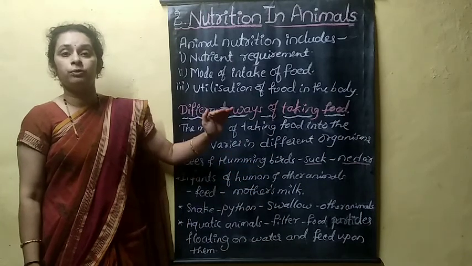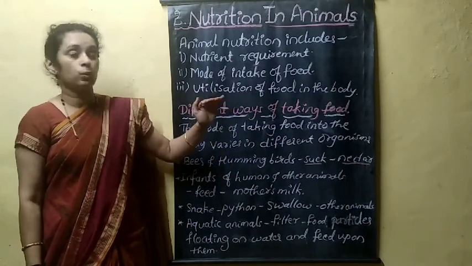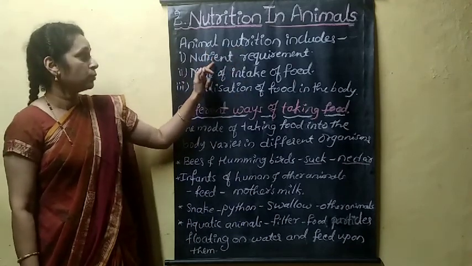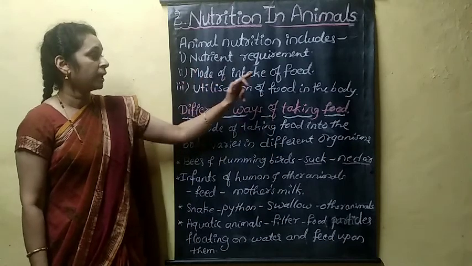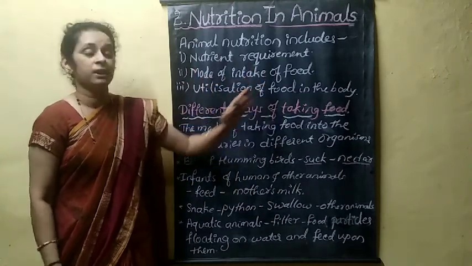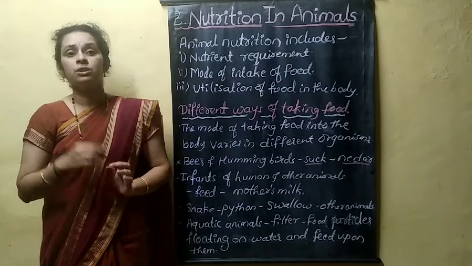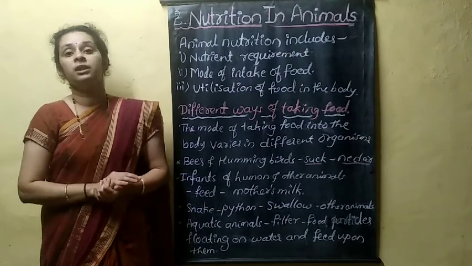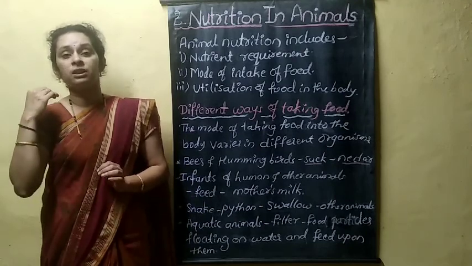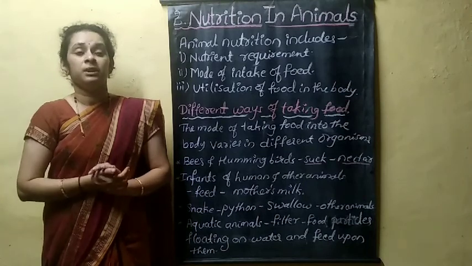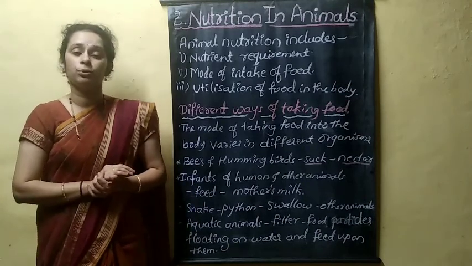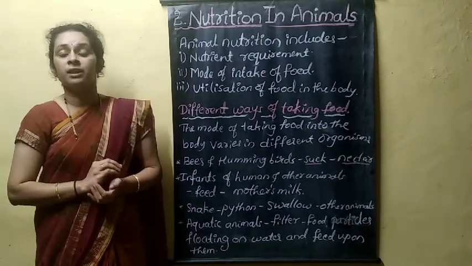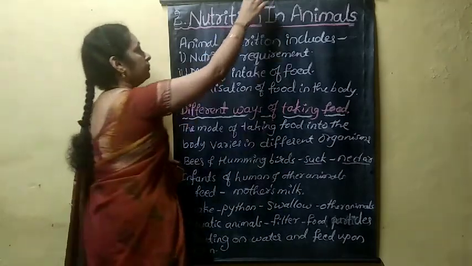Mainly, animal nutrition includes 3 steps: nutrient requirement, mode of intake of food, and utilization of food in the body. Next, we will discuss nutrition in higher animals, or nutrition in human beings. In nutrition in human beings or higher animals, there are mainly 5 steps. We have discussed those 5 steps in detail.